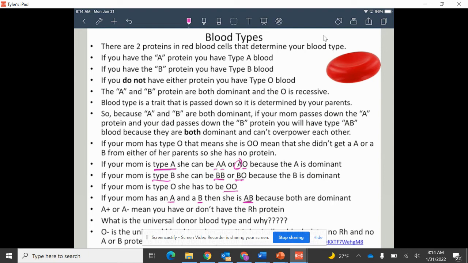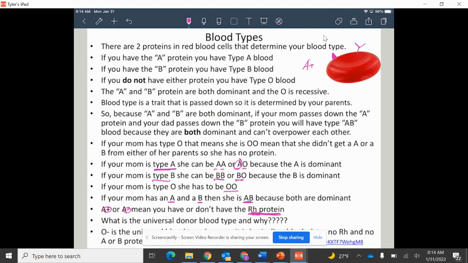All right. You've also heard of this thing called the RH protein. There's another protein on your blood cells, and if you have it, you are positive for it. And if you don't have that protein, you are negative for it. And it follows the same dominant recessive rules. Okay. So if I wanted to show somebody who was A positive, I would give them the A protein. I think that was a triangle. And then I would give them the RH protein. Let's do that as a little Y. So this would be somebody that's A positive.